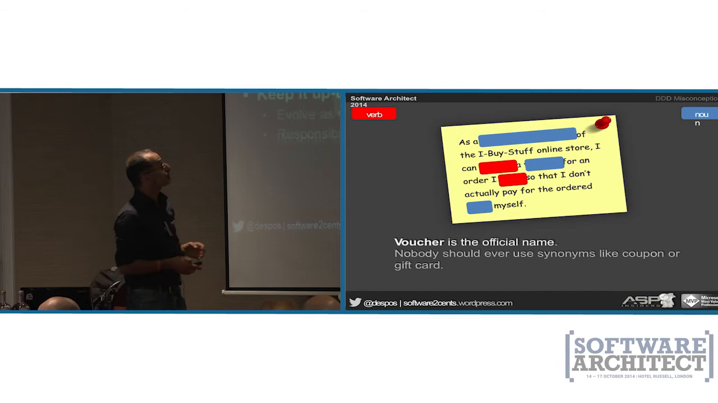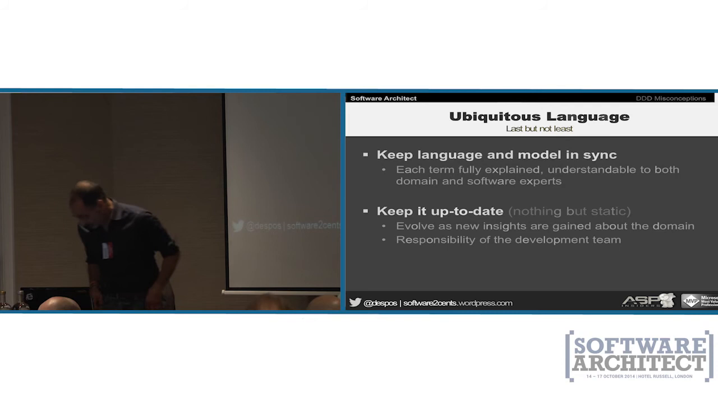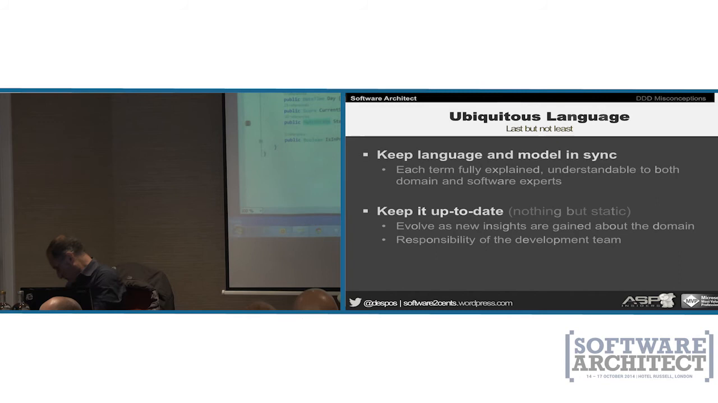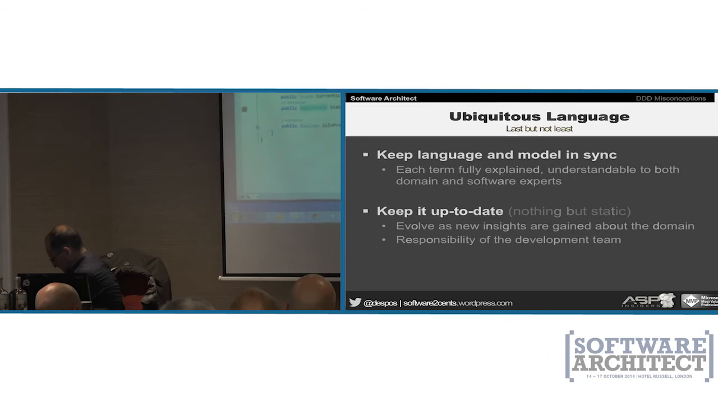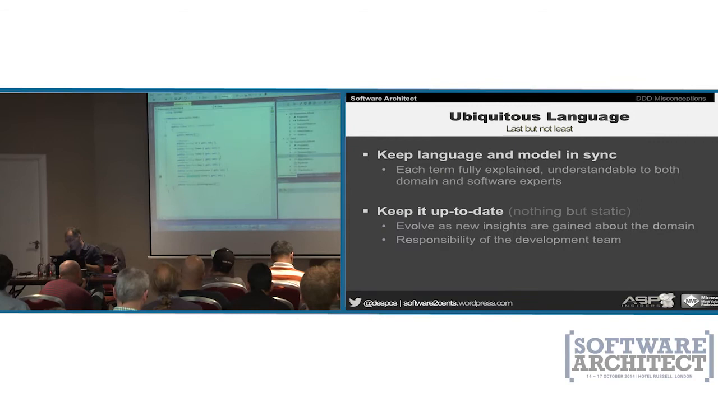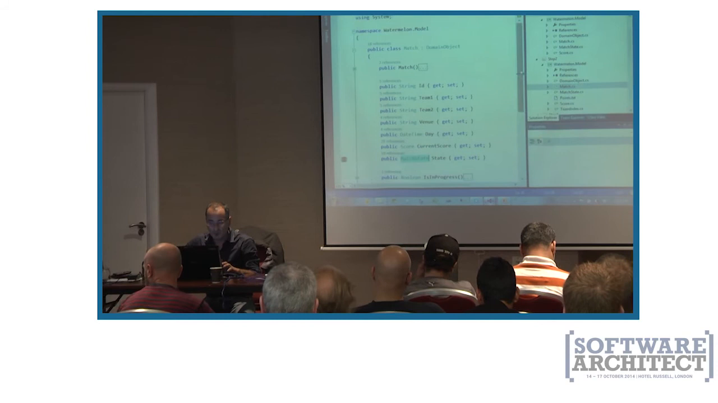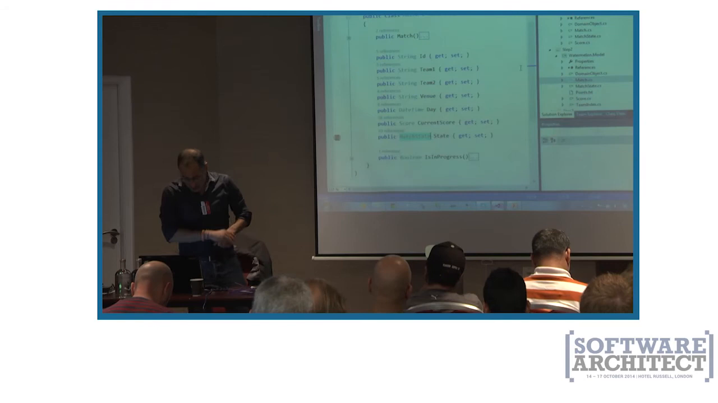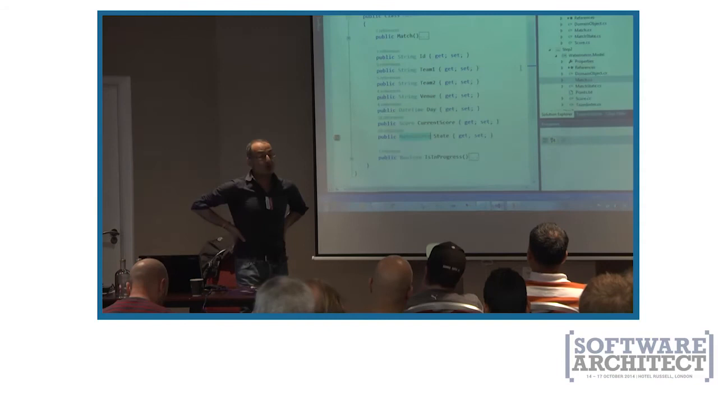Okay, now let me give you a brief example. This is a piece of code that represents the description of a sport match. Suppose that you are writing a scoring application for football, water polo, whatever, pick any sport.